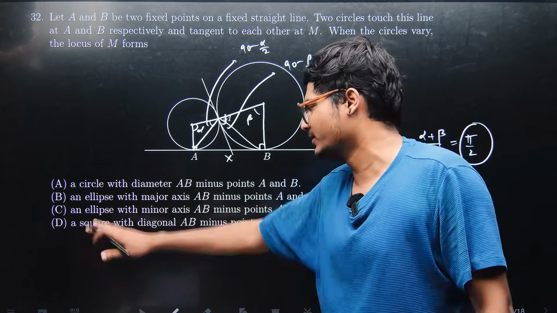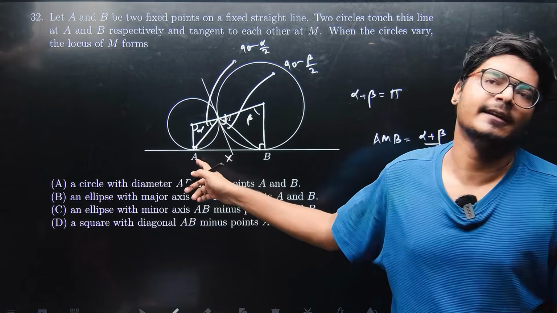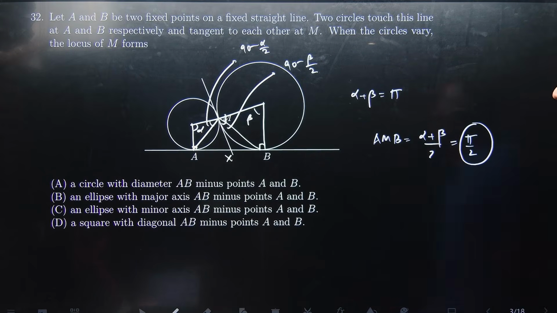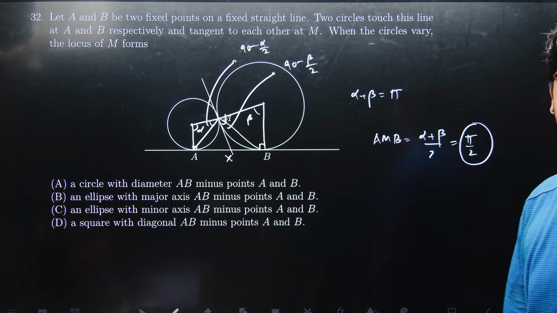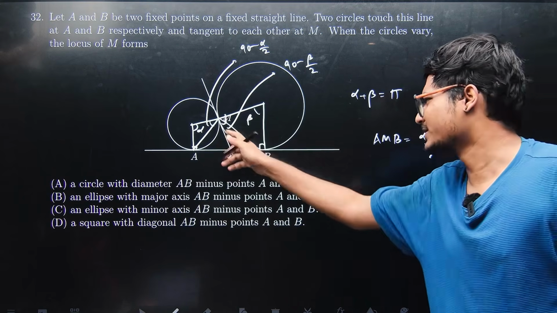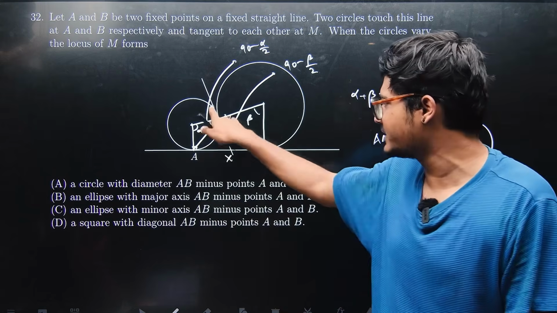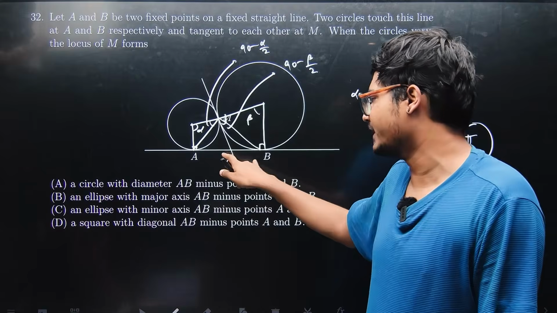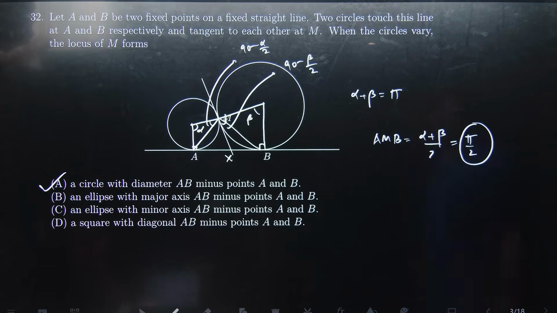Even though in the options there's only one circle, if you look carefully, if this point M collapses on this point A, then this does not really hold anymore, right? Because in that case, you can't really form this angle AMB. One of them is going to be 0, the other one is going to be 180, right? So A and B points are not included, but otherwise it's going to form a circle with diameter AB, right? So it is option A, okay? Right. Go to the next one.